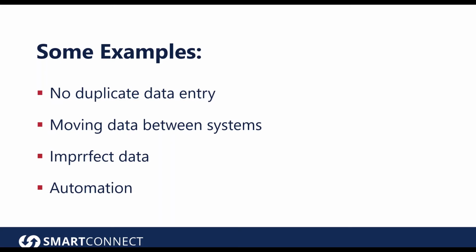Now, imperfect data. I like this one because let's say that in a CRM system for salespeople, you have Northeast, Northwest, Southeast, Southwest for territories, okay? Inside of your Business Central system, maybe you want just a North and South territory. Okay, so what SmartConnect can do is it can translate data from one system to another. So anything that's maybe Northeast, Northwest in one system can be North inside of Business Central. Okay, so it translates data from one system to another.